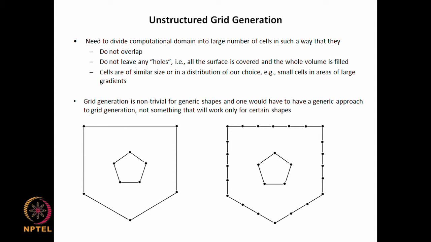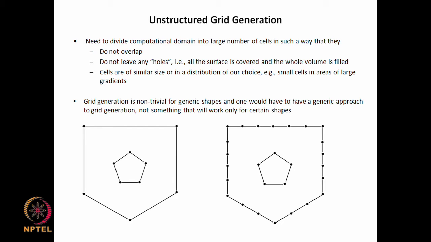Generation of a grid for a fairly simple geometry that can be fit into a Cartesian coordinate system is not so very difficult. It can be done intuitively, it can be done by inspection, but when you have a more complicated domain, then we cannot do it in an arbitrary way, and we have to do it algorithmically. Okay. So grid generation is non-trivial for generic shapes, and one would have to have a generic approach for grid generation, not something that would work only for certain types of shapes.